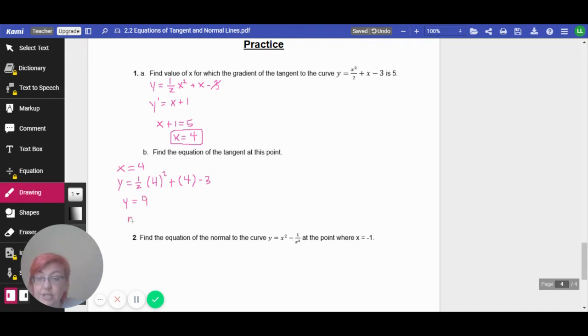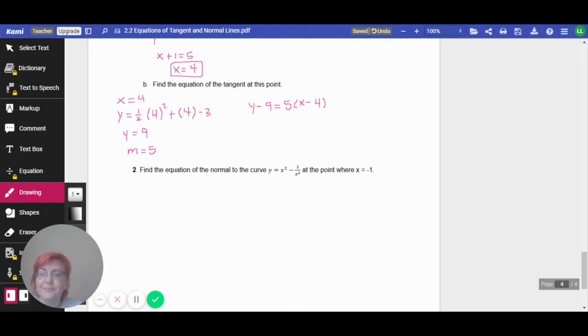And I know that it's a tangent, so the gradient of the tangent and the gradient of the curve are the same, and that was given to me as 5. So I'm going to write my equation in point gradient form. Y minus 9 equals my gradient, which is 5, times x minus my x-coordinate, which is 4. And there you go. Let's do another one.